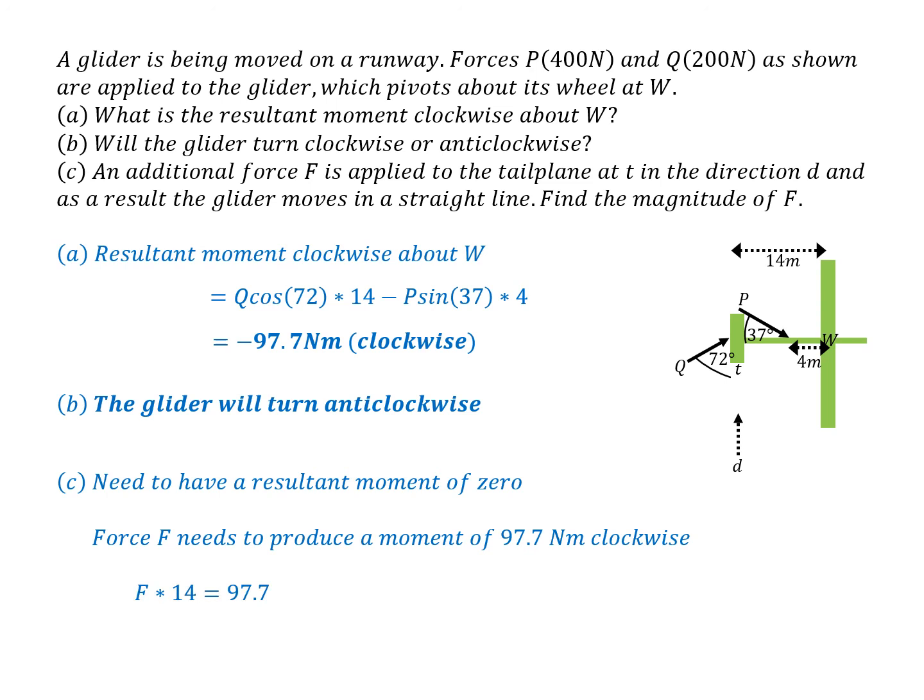So F times the distance, which is 14 meters from W, has got to be equal to 97.7, and from that F is around about 7 newtons. Not very much of a force, but gliders aren't very heavy things, and there we are, 14 meters. Is that long for a glider? Might be. Okay, so there we are, that's that question.